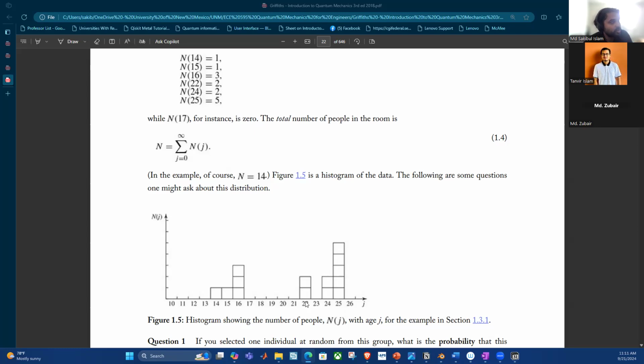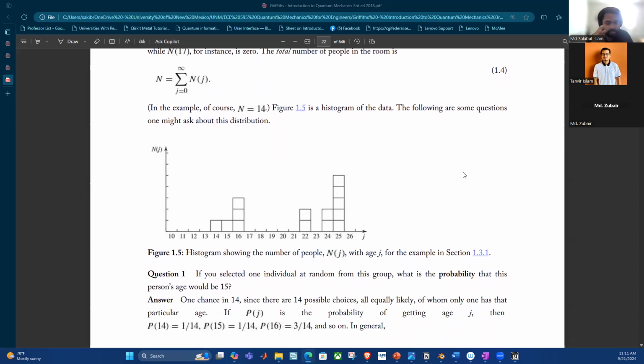And then 22, 24, and 16. From here you can see 16 years old: there are three people. Two people are 22 years old, two people are 24 years old, and one person each is 14 and 15 years old.